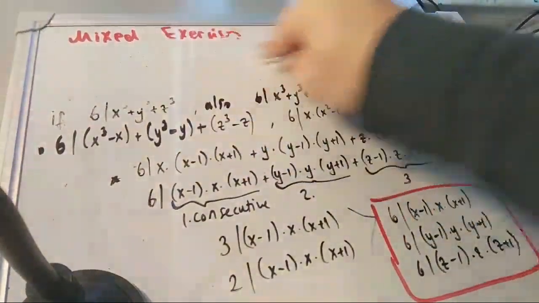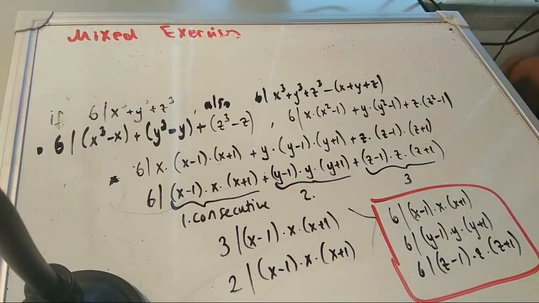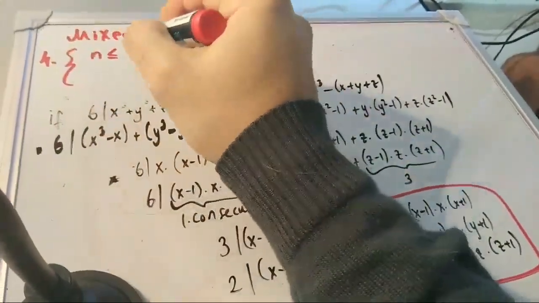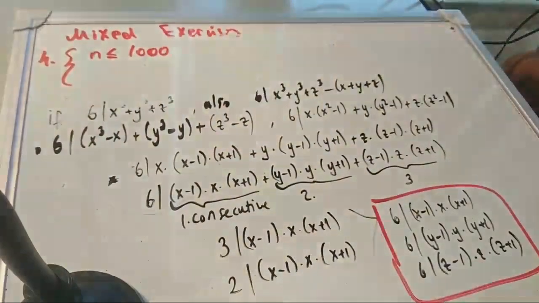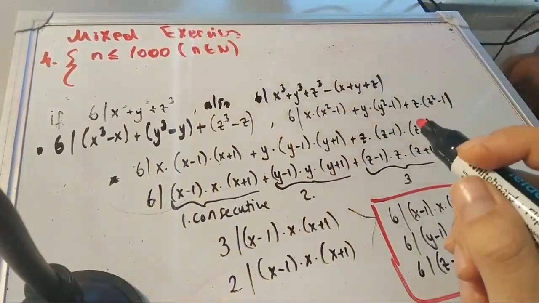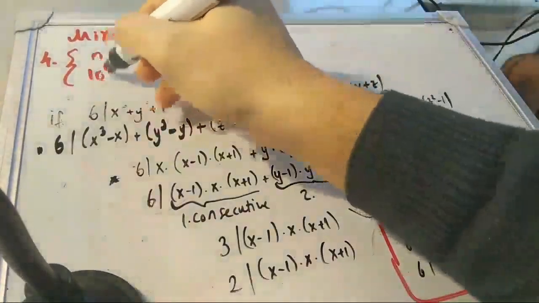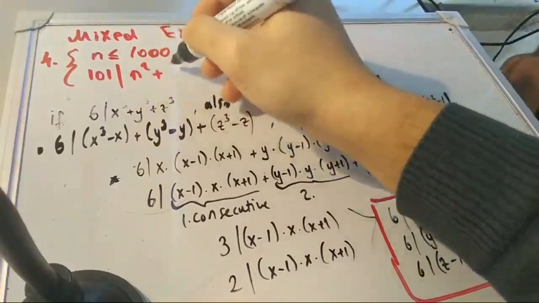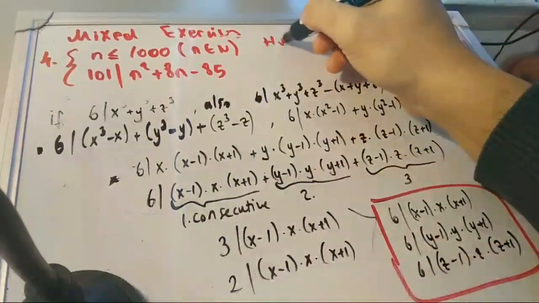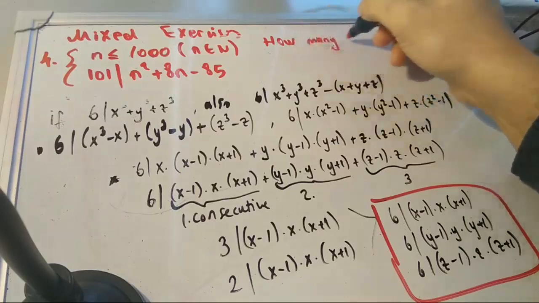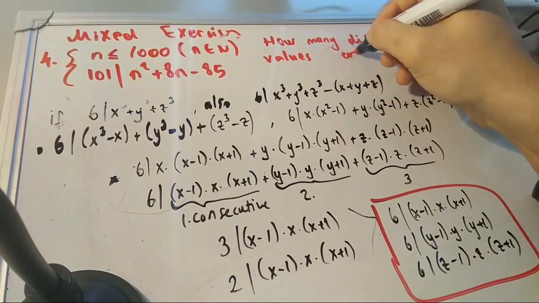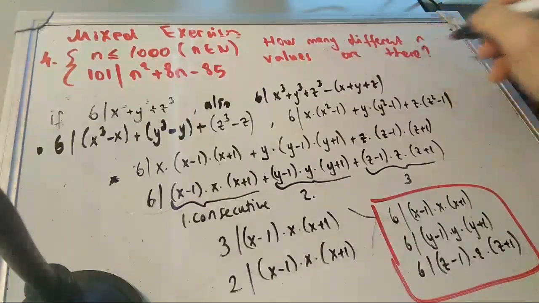Okay, question 4 is coming. n is an element of natural numbers. 101 divides n squared plus 8n minus 85. How many different n values are there?